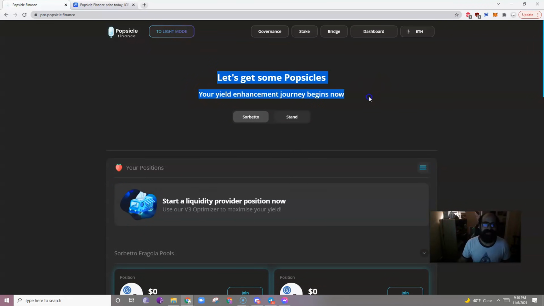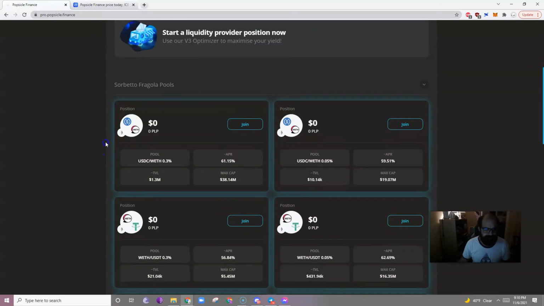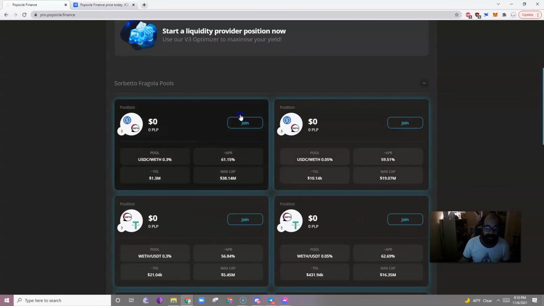Okay, so let's check out Popsicle Finance. What do we have here? So I have no open positions yet. I'm probably going to take some profits from a wrapped memo pool once I am back in the green in that, which should be, I think, 2 to 3 days. Hopefully, fingers crossed, the APY doesn't tank. And I'll be doing the Phantom chain, which we're going to get to.